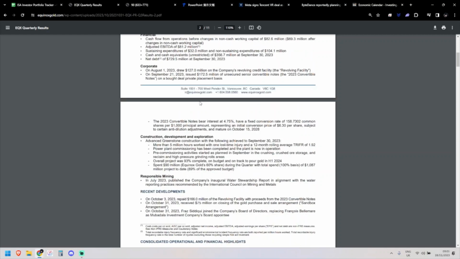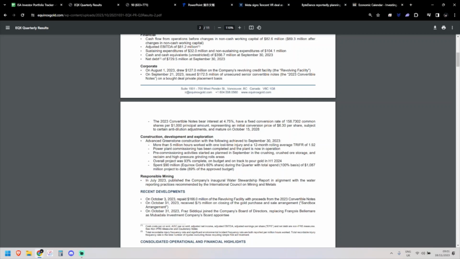And they've been doing some credit bits and pieces. They drew 127 million of the revolving credit facility, but then issued some unsecured convertible notes. So these are debt until the people buying them actually want to convert. They don't have to convert, I guess, but most likely they will, especially if gold is doing well. So that's 172 million's worth of dilution potentially. That held the stock back really compared to some other gold and silver stocks.